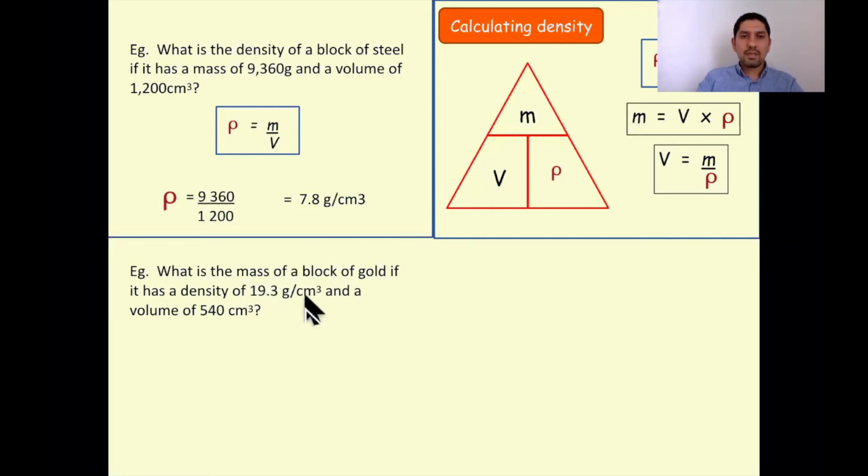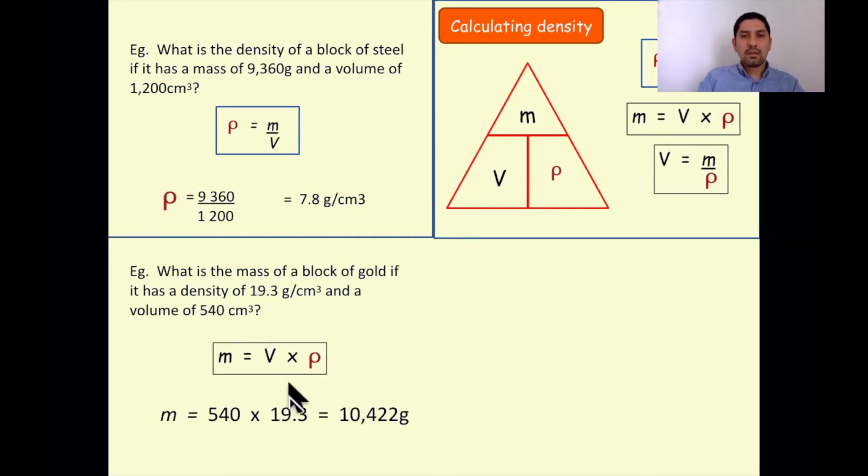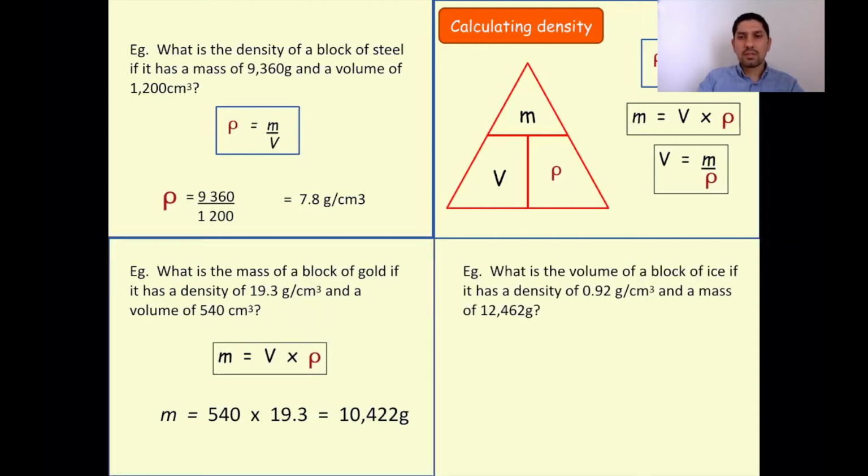We have density given as 19.3 and we have volume given as 540 centimeter cube. So 540 times 19.3 will be 10,422 grams. So you can see the unit of mass is gram here. How is this gram here? We just cancel out the centimeter cube and centimeter cube. Let's see the next question.